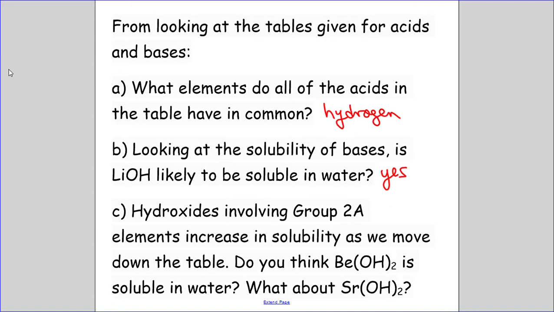Hydroxides of group 2A elements increase in solubility as we move down the table. They start at the top of group 2A with low solubility, and then increase as they go down. So do you think beryllium hydroxide is soluble in water? We would say for that one, probably not. It would have a low solubility. And then what about something like strontium hydroxide, where strontium is lower down the list below calcium? In that case it increases in solubility, so it would be more soluble as it moves down the list.